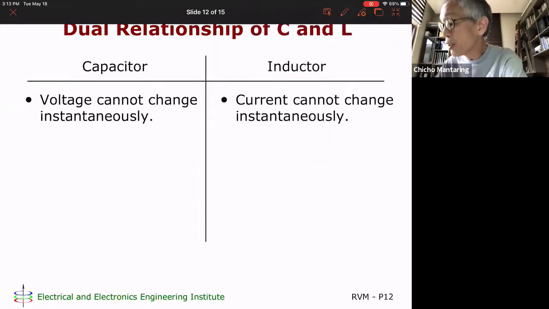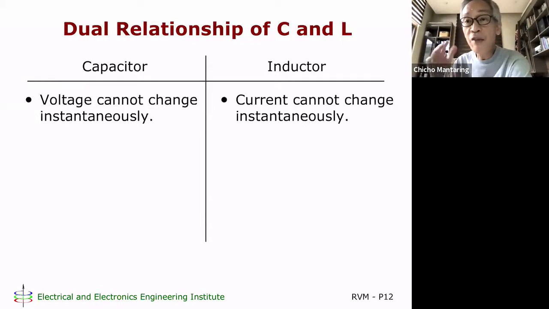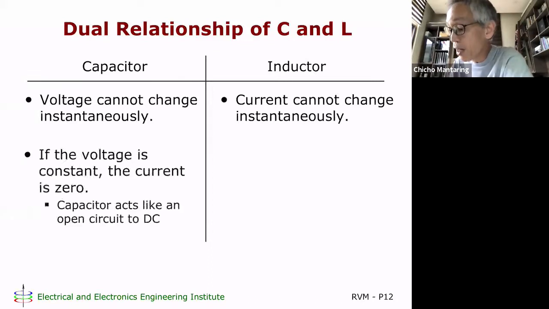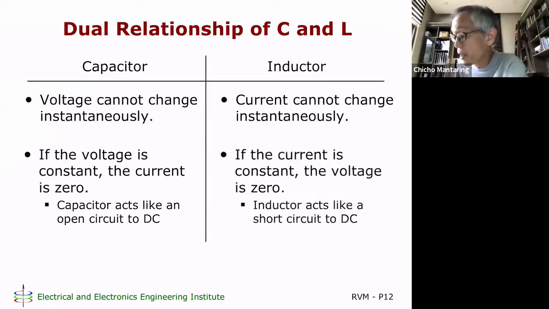Okay, there are instances where you think the voltage changes instantaneously, but actually it does not. No, there's a finite amount of time, but maybe a very short amount of time. Okay, the other thing about a capacitor is if the voltage is constant, the current is 0. Your capacitor acts like an open circuit to DC. For an inductor, if the current is constant, the voltage is 0. So your inductor acts like a short circuit to DC. And it's easy to imagine this.